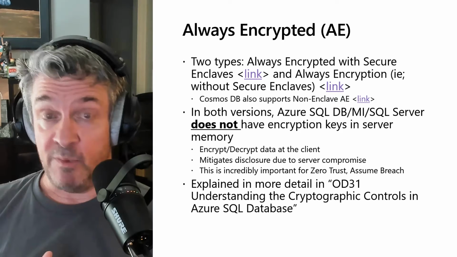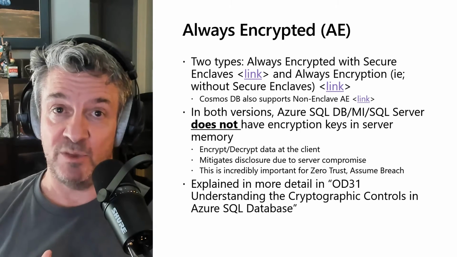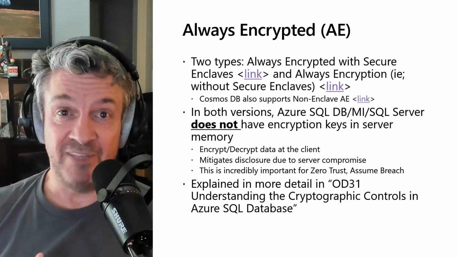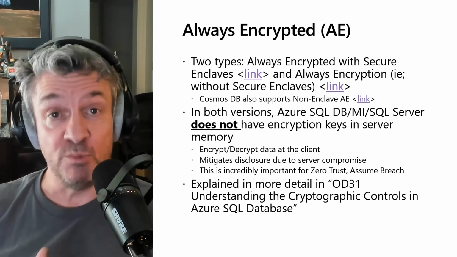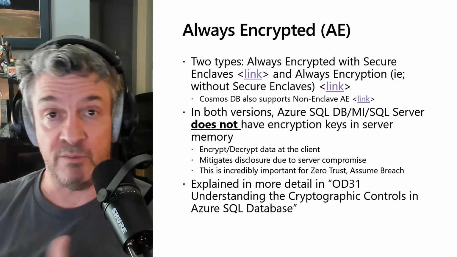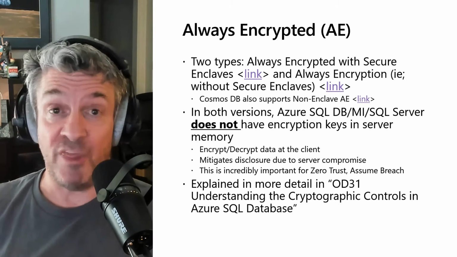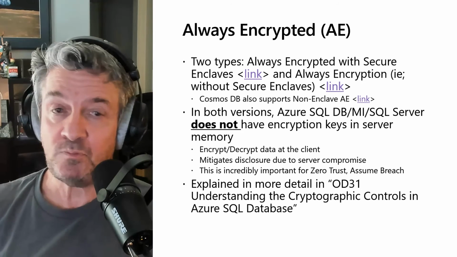If the server is compromised, there's no plain text there. If you've got a column encrypted with Always Encrypted, the plain text isn't there, and there's no key there. So again, this is really important when we're talking about assumed breach and zero trust. Incredibly important because the data is just not there, so there's nothing for the attacker to actually benefit from at all.